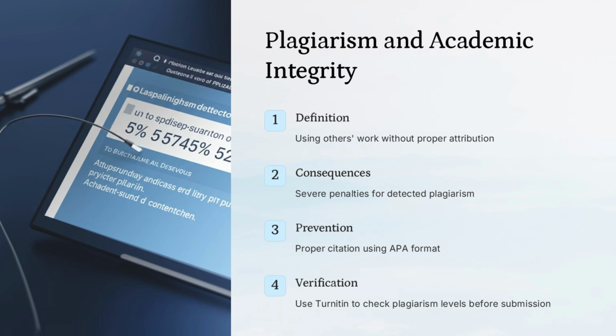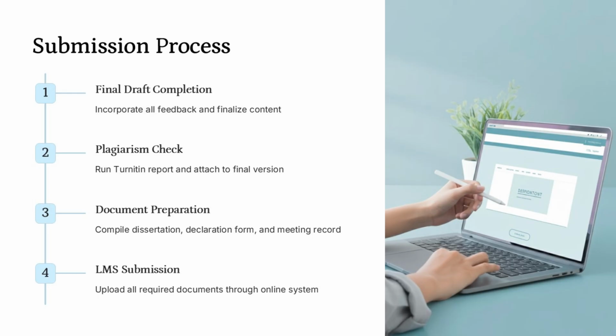To prevent plagiarism, it's crucial to properly cite sources using a recognized format like APA style. We can also use plagiarism detection software like Turnitin to check our work and catch any potential issues before submitting assignments. The final step in the dissertation process is submitting your work through the online learning management system.